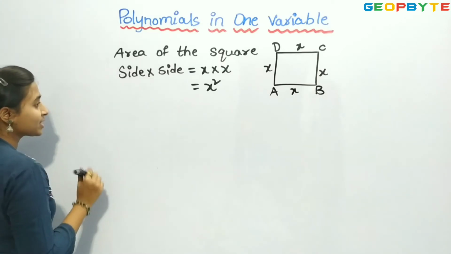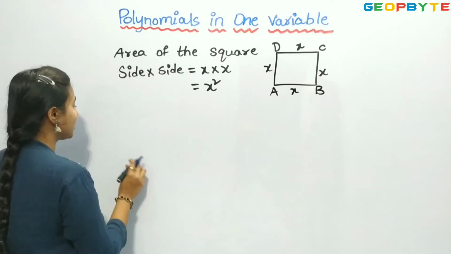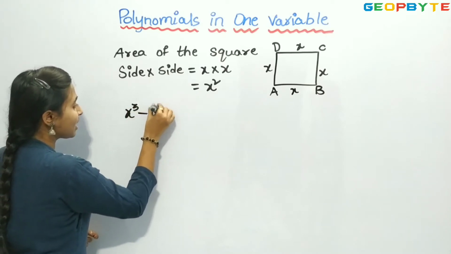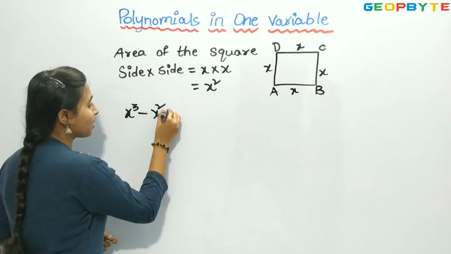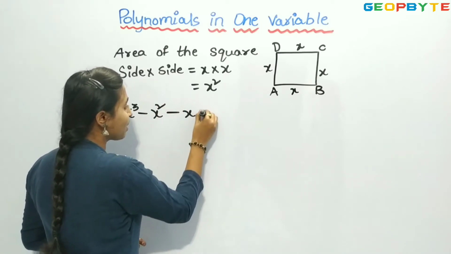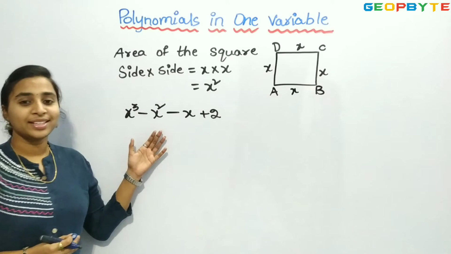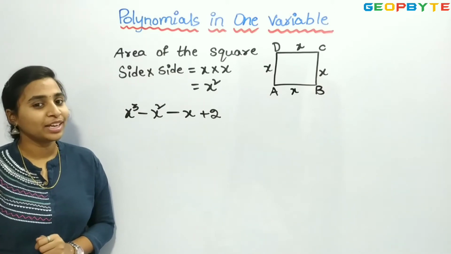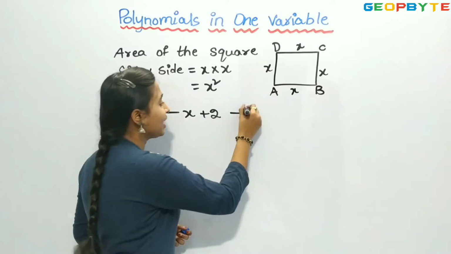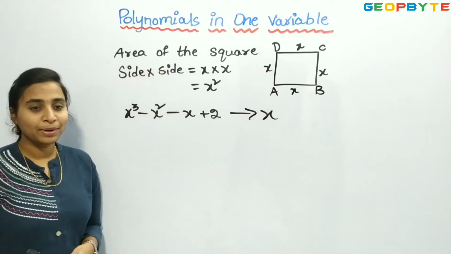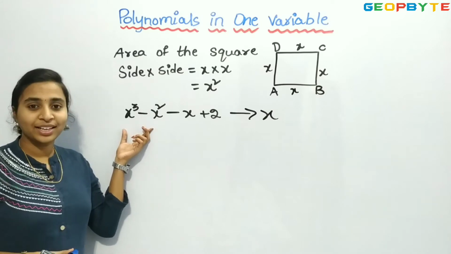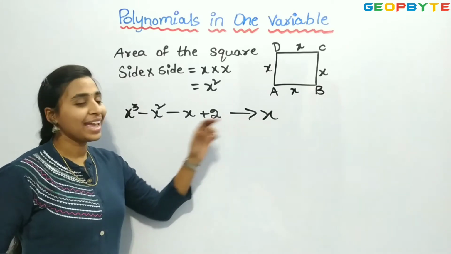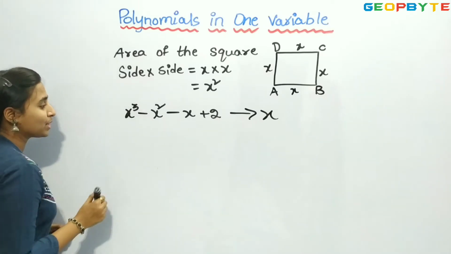Now let us see some algebraic expressions. x³ − x² − x + 2. This is a polynomial having only one variable. That variable is nothing but x. Other than x, we have constants, but variables we have only x in this algebraic expression.